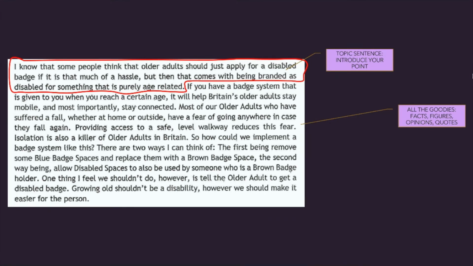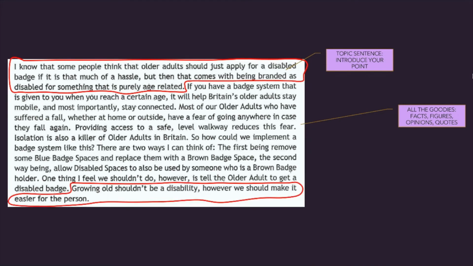Are there any facts? Yep, there are certainly some facts about the types of badges. Any figures? No, I don't see any percentages or numbers or anything, but that's okay. Opinions? Yep, they've given their opinion on how we should tackle this problem. Any quotes? Nope, no quotes in this one. That's okay, you don't need to have all those things.